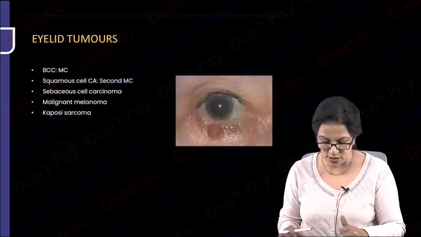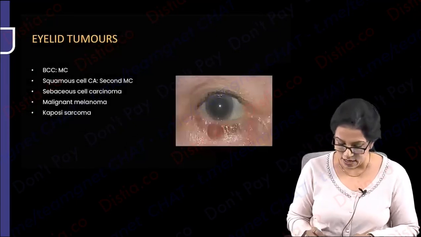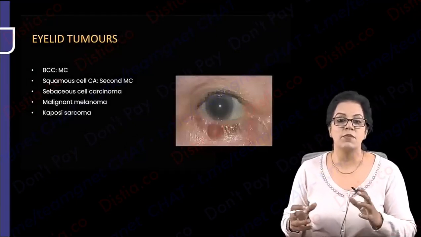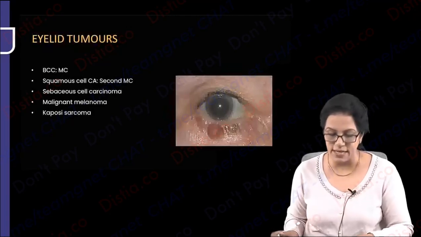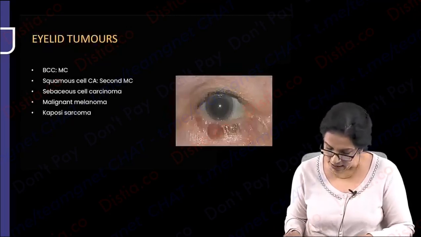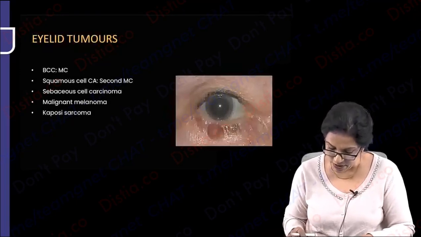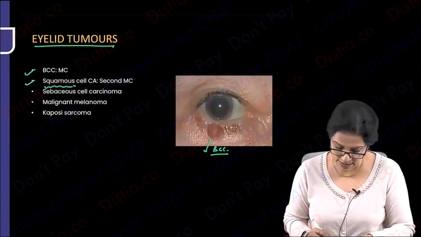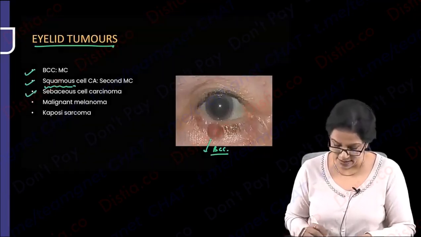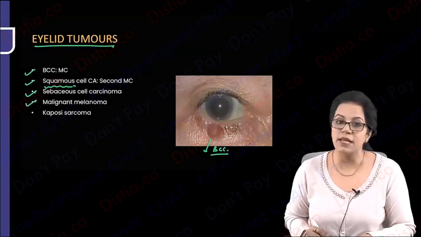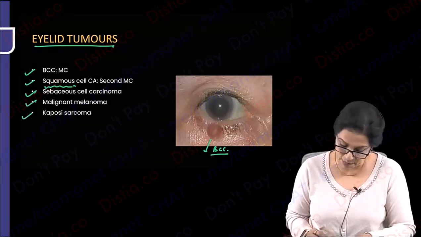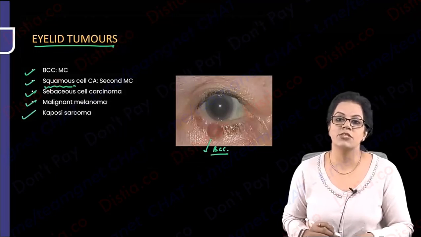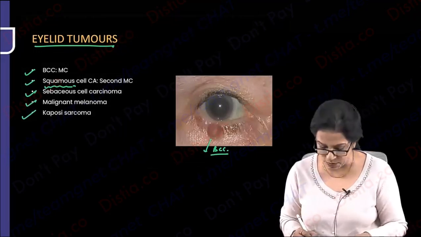Okay. We next talk about eyelid tumors. What is important? First, you should be familiar with what tumors are possible on the eyelid. Of course, basal cell carcinoma. This is a BCC you are looking at. Number 1, note down. Second, write down squamous cell carcinoma, sebaceous cell carcinoma. We can get malignant melanoma and Kaposi sarcoma, which you see in HIV patients.